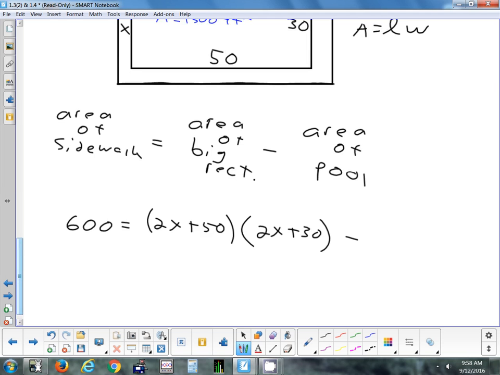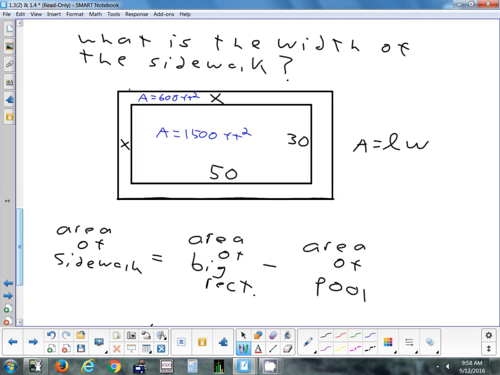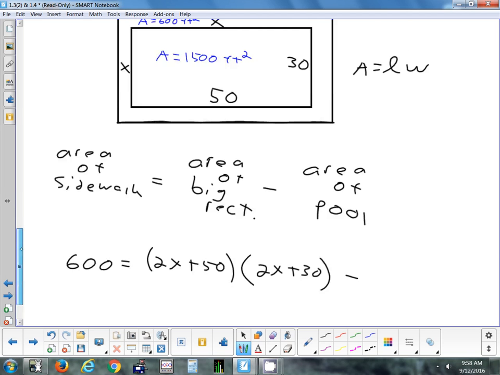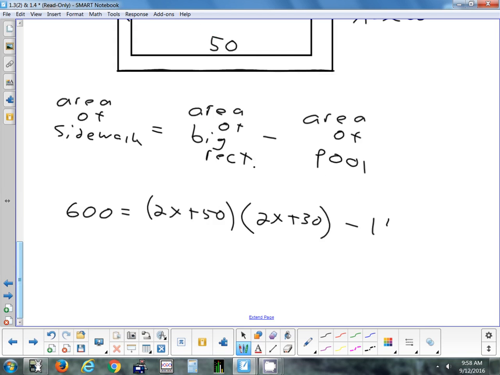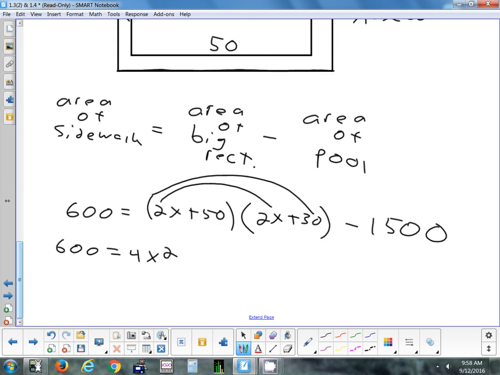And the area of the pool, it wasn't given to us, but we did figure it out: 50 times 30, 1,500. Okay, so let's solve and see what happens. We've got to distribute this out. What's 2x times 2x? 4x squared. That's going to give me 60x plus 100x. And 50 times 30, we just did that.